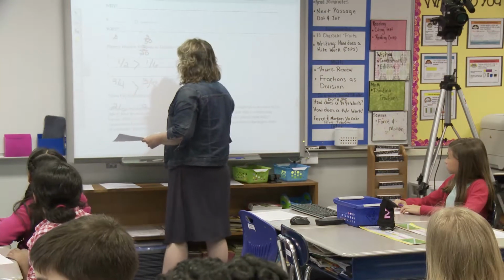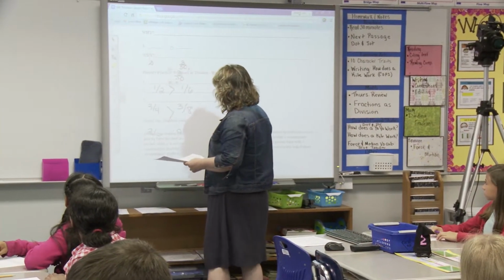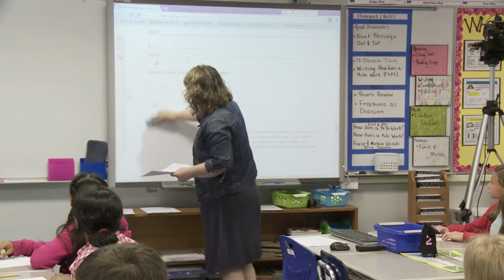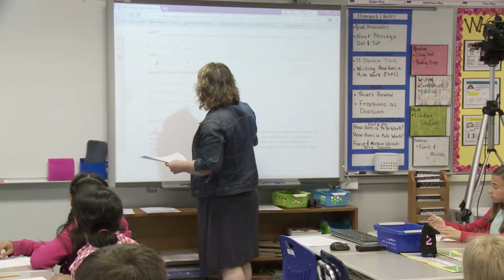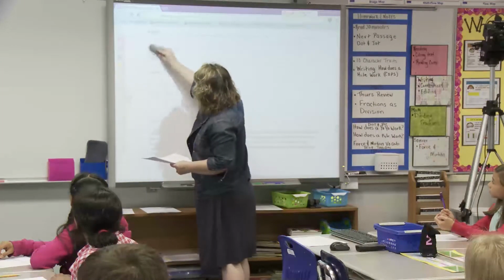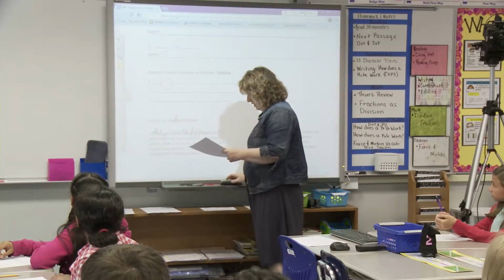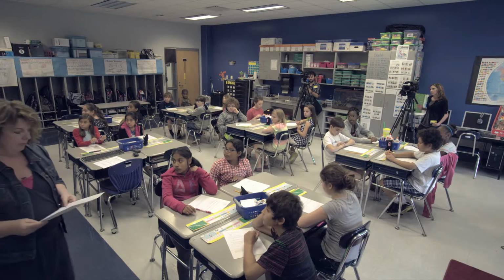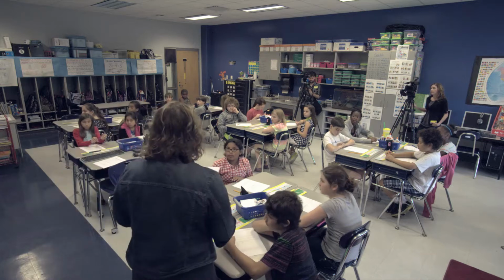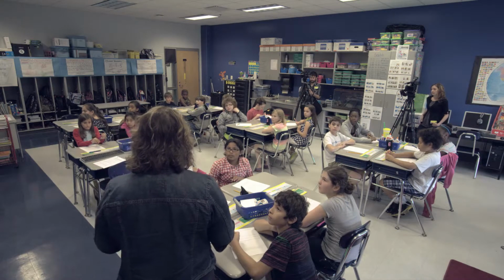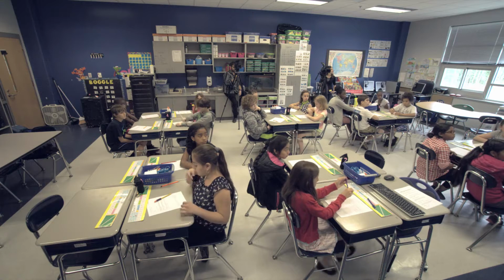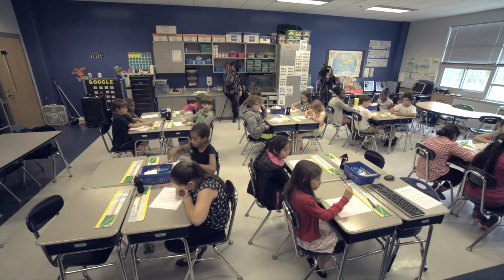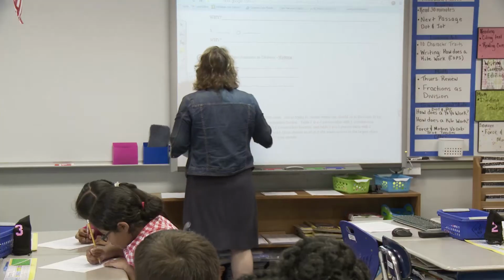So we're talking about what it looks like when we divide based on what a fraction is. Okay, so let's get ready. I'm going to write a number, and you're going to write a complete number sentence for it. So I'm going to tell you 1 divided by 3.